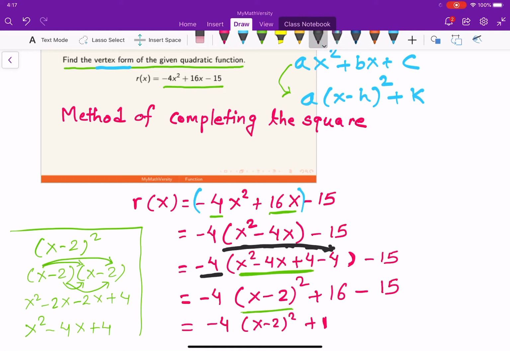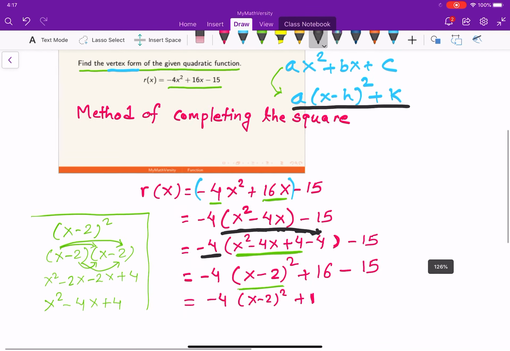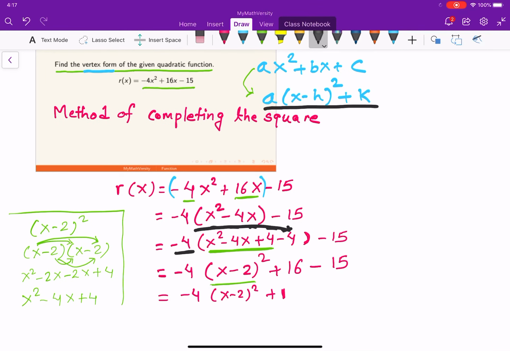The vertex form was a times the square of x minus h plus k, and that's perfectly the same form we have over here. And that's how we are able to find the vertex form of the given quadratic equation by using the method of completing the square.